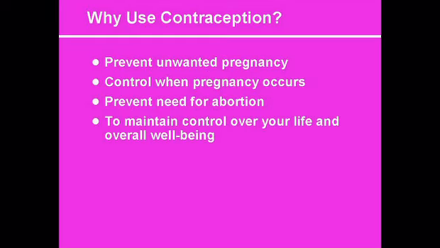Why use contraception? Initially, this might sound like a simple question, but a strict answer is often conflicted with a host of other factors such as faulty and true beliefs, differences of opinions, risks, benefits, religion, and morality. Most simplistically, we would say a contraception method is one that is used to prevent unwanted pregnancies, to control when an individual woman or couple are ready and desire to become pregnant, to prevent the need for an abortion, and to maintain control over one's life and overall well-being.